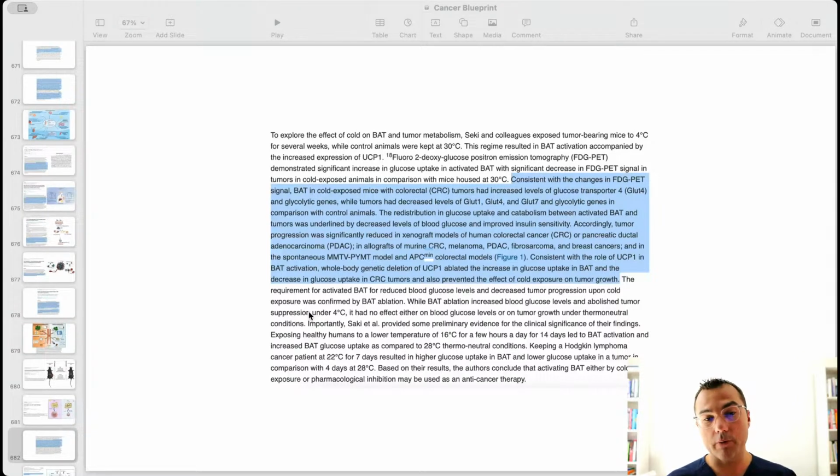We don't know for sure because we don't have enough studies. But what I'd say is that brown adipose tissue seems to be critical for the stealing away of blood glucose from tumor cells, at least in animal models, probably in humans as well. It's just that we don't know yet.